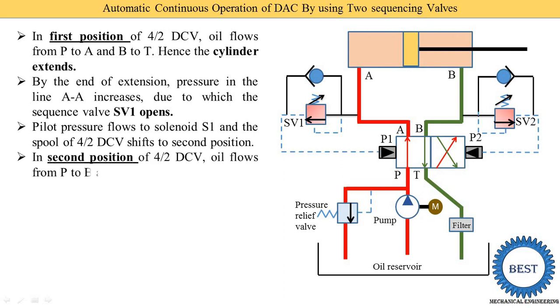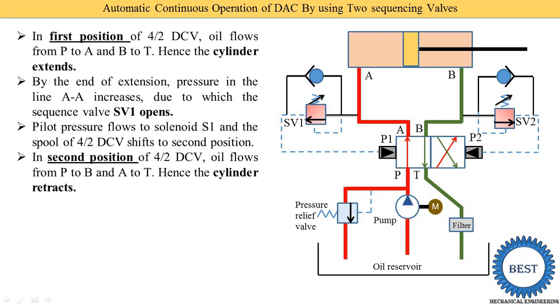Now in the second position of the 4/2 DCV, oil flows from P to B and A to T, and the cylinder retracts. In the second position you see that the P port is connected with B, meaning oil coming from the pump is supplied to the B port. From the B port the oil goes to the rod end side of the piston. This pressurized oil applies some force on the piston, and the piston starts to move from right to left side. It is called retraction. Here you see the retraction is written.